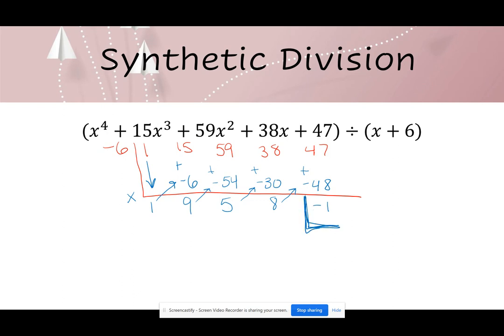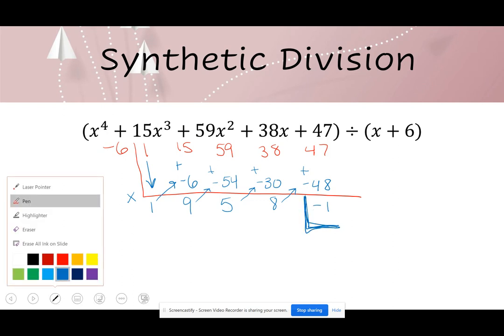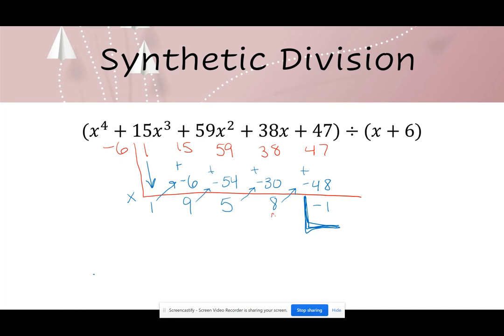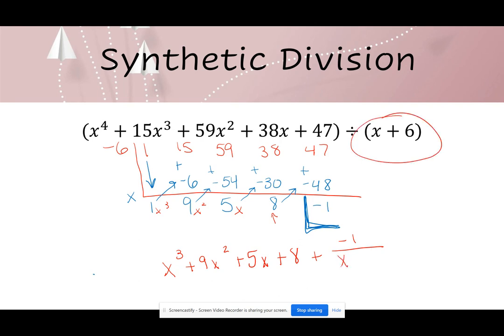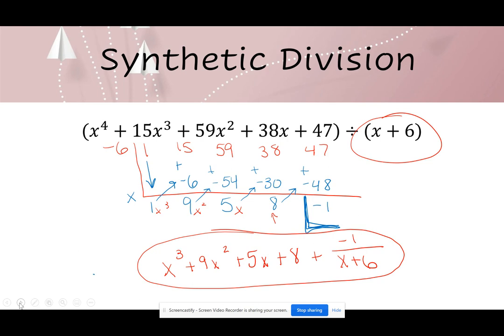So again, box this off because that is your remainder. And again, when we're writing it, this is your constant. And then you do x squared, x cubed. You add an exponent every time going backwards. So if you write this, you have 1x cubed plus 9x squared plus 5x plus 8, and then your remainder plus negative 1 divided by, again, it's whatever you divided by here, so x plus 6. So this one would have taken us much longer to do with long division, so synthetic division speeds it up for us.